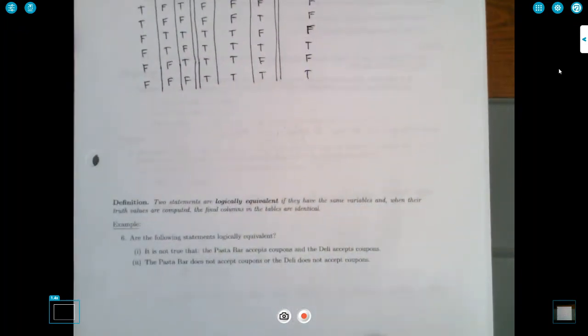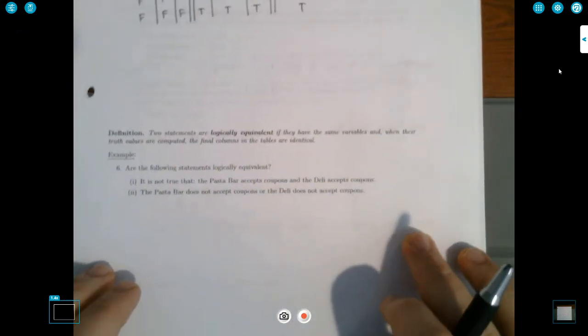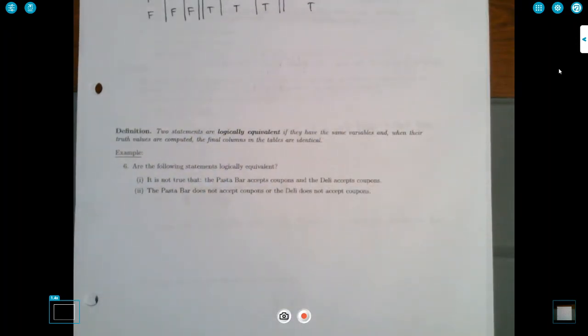Now, a couple more things I want to mention for this section. Two statements are logically equivalent if they have the same variables, and when their truth values are computed, the final columns in the tables are identical.